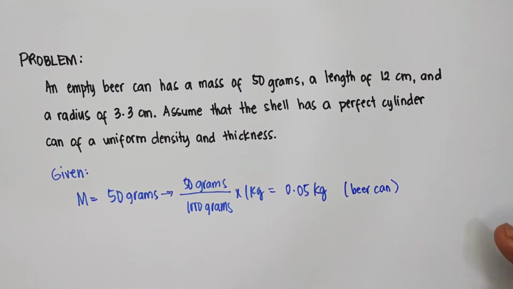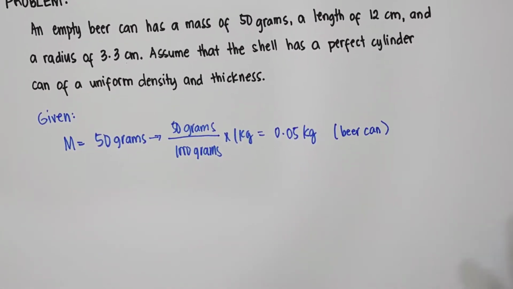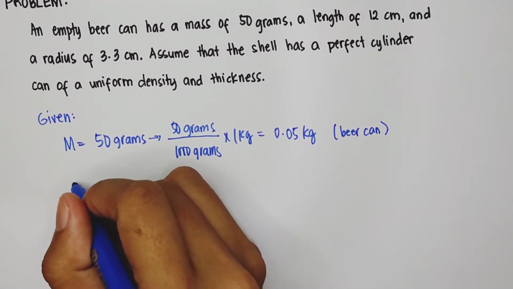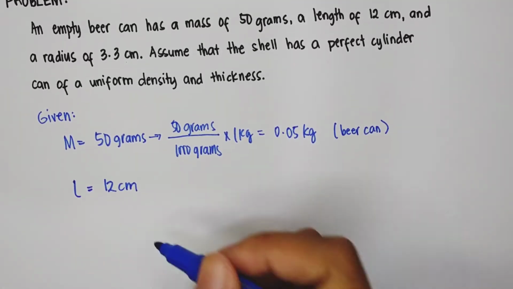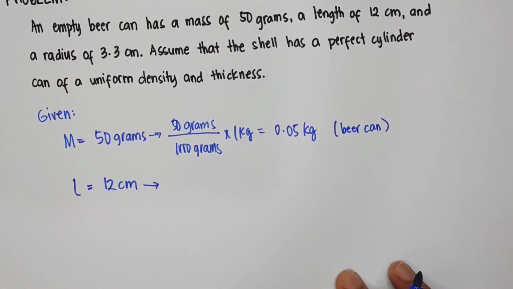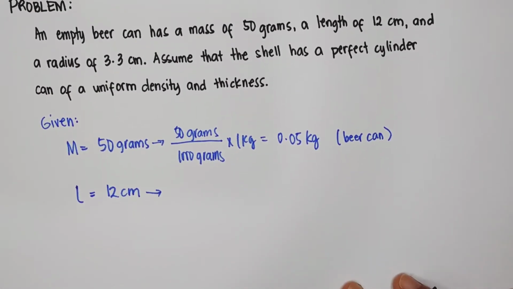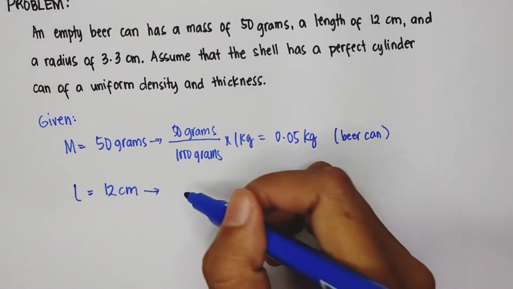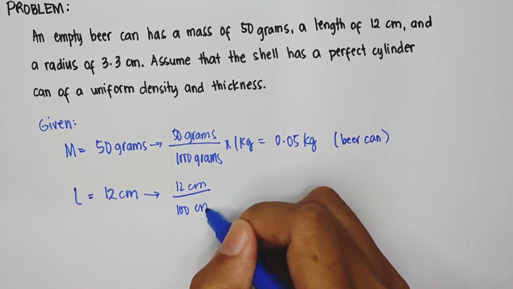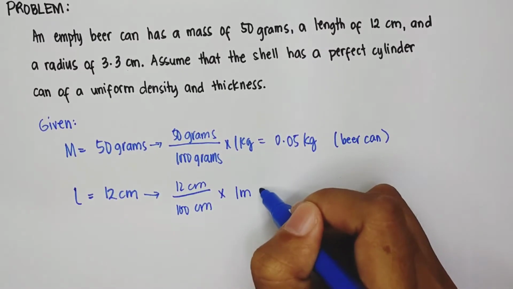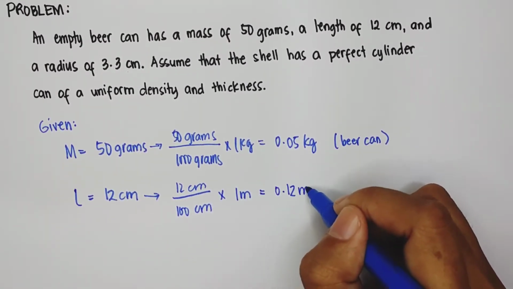Now we convert the length, 12 centimeters, into meters. To convert this into meters, we have 12 centimeters divided by 100 centimeters times 1 meter. So this is equal to 0.12 meters.